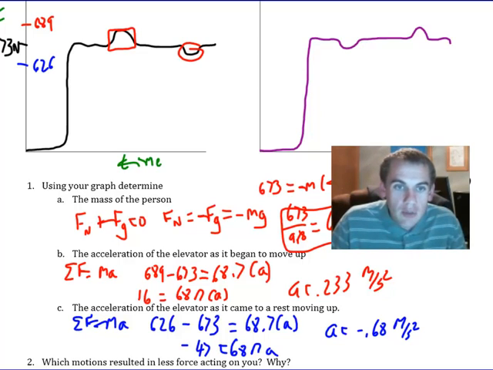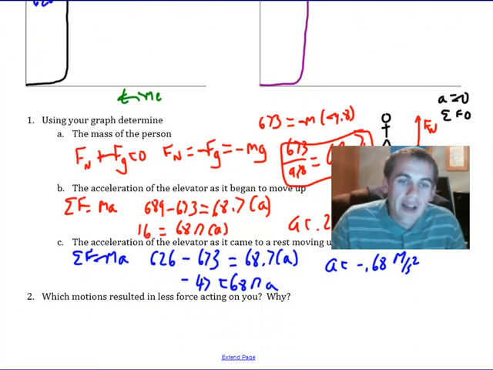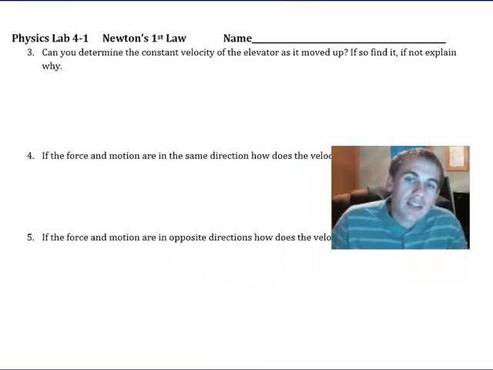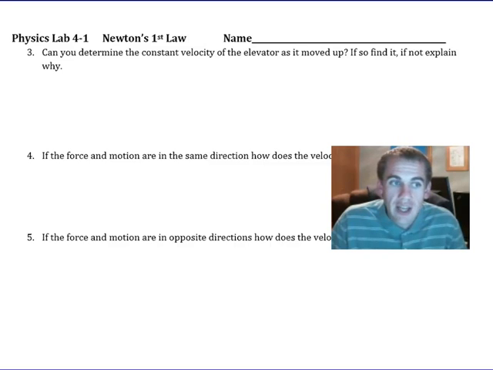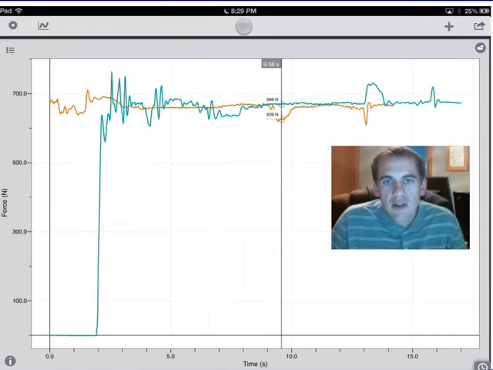Okay? And I'm going to have you do a little bit more with this. Which motions resulted in less force acting on you? Why? Okay, go back, look at your graphs, and see why less force acted. Can we determine the constant velocity of the elevator as it moved up? If so, find it. If not, explain why. There are some questions I want you to answer here. You actually can find this, because you're going to be able to find an acceleration, and you're also going to have a time interval. Okay, let me show you that.